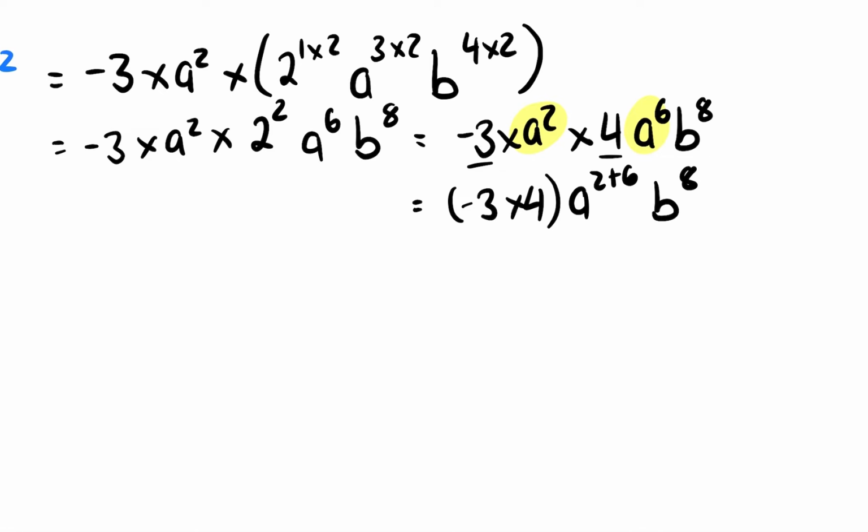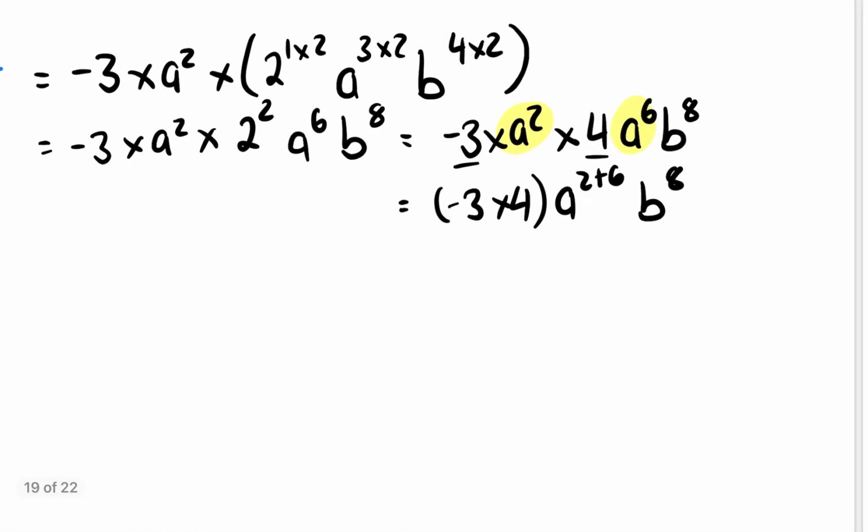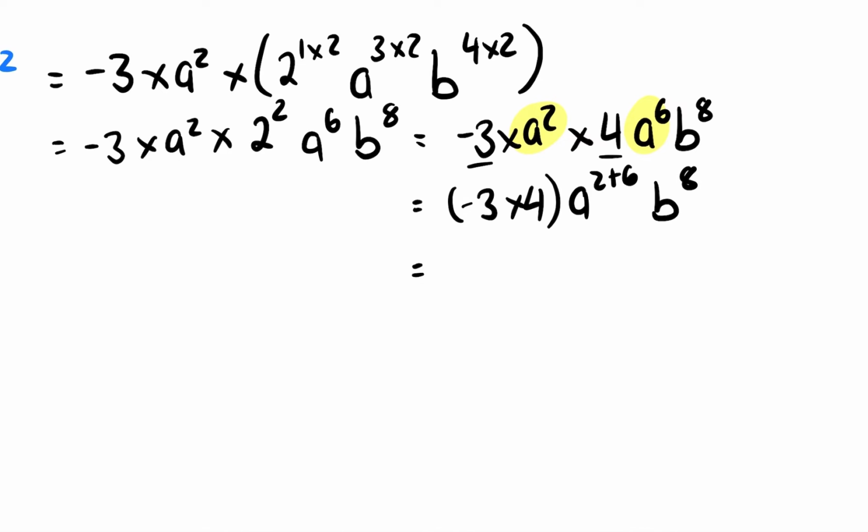And because b is kind of solo, nothing else is going to happen to it. All right, and our last thing is just fix this up. So -3 times 4 will give us -12. We'll have a to the power of 8 and b to the power of 8.